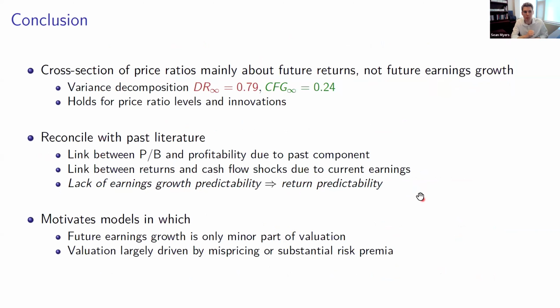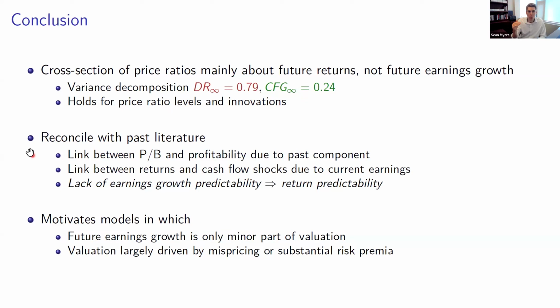Okay, now that I'm right at the 40-minute mark, let me just wrap up here by saying that the three main results we want to highlight are, first, the cross-section of price ratios is mostly about future returns, not future earnings growth. In fact, we find that about 75% of differences in price earnings ratios show up as returns. Only about 25% show up as differences in future earnings growth.